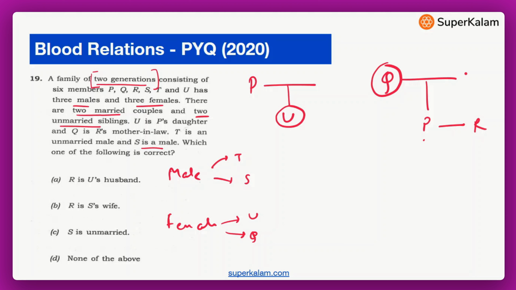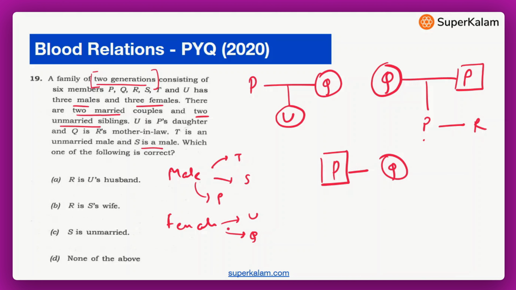So P should come here, and Q should come here. Let's make a new diagram. P is married to Q. So P is a male. So we have got all the three males, P, S, and T. The last one will be the female, which will be R. So R is female. Correct. Now P and Q.